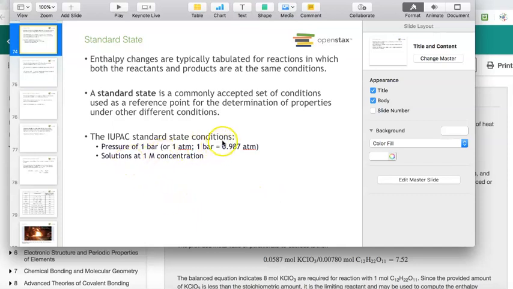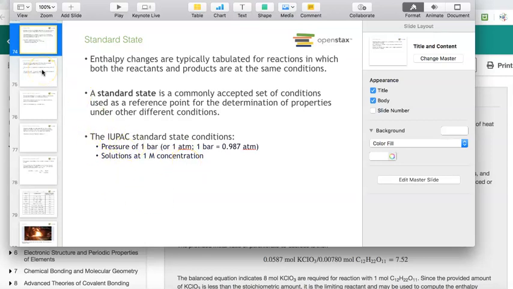So the IUPAC standard state conditions are, and this is something that you have to memorize, the pressure at the standard state is 1 bar or 1 atmosphere. 1 atmosphere is approximately equal to 1 bar, which is 0.987 atmospheres. The solutions are at 1 molar concentration. So the pressure of, say, a lab at sea level is 1 atmosphere. In Dalton, the pressure is a little less than 1 atm. And the solution concentrations are 1 molar. That's something you have to memorize.